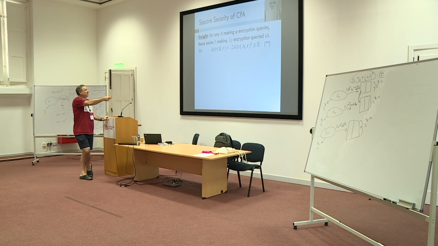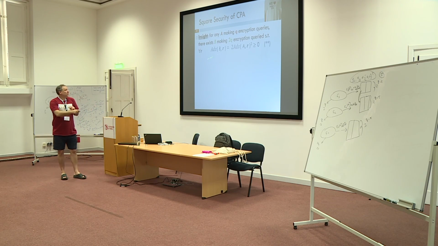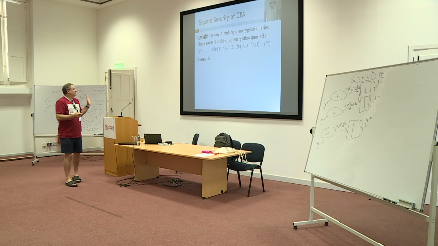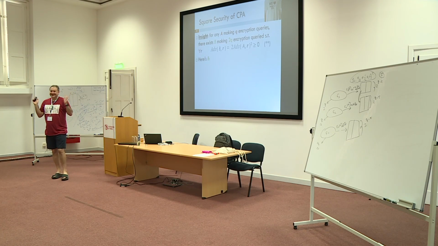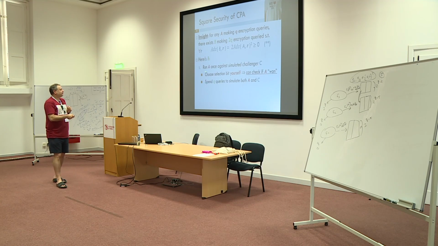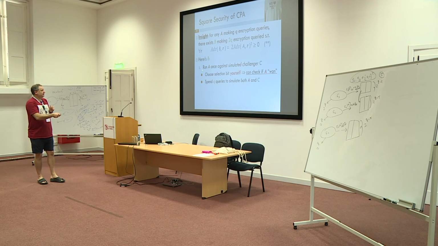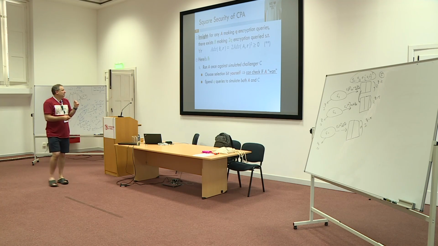Basically, I build an attacker B who makes a little bit more encryption queries, whose advantage is exactly what I want to bound. This is the tricky thing. So here is B. I'll tell you what this B is, and then we'll see a one-line derivation of why this holds. So this is my attacker B. First, you run A against a simulated challenger C.